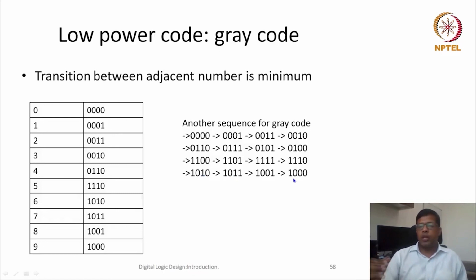Similarly, from 15, if I want to get up to 32 numbers, the order of the numbers would be reversed by adding one more 1 here, and after that we go in the reverse order. Only the MSB would be 1 and the rest of the numbers would be in the reverse order of 0 to 15.